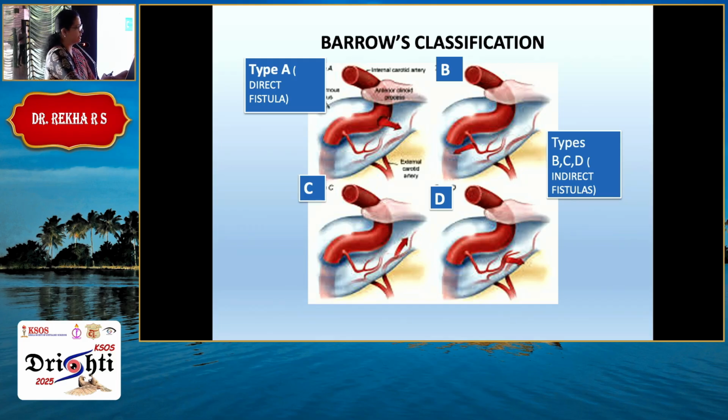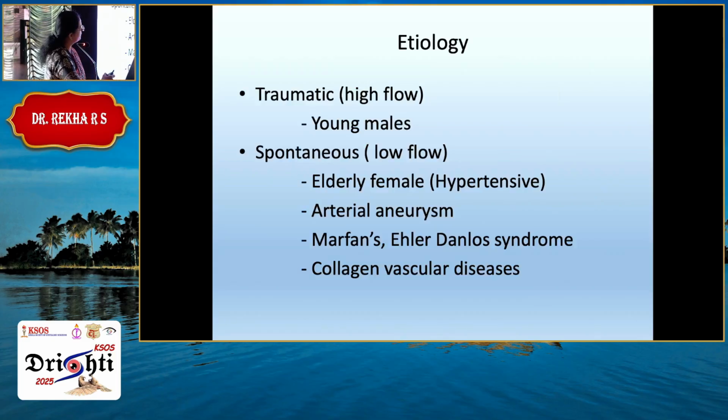There are different classifications. Barrett's classification is the most accepted, where type A is called the direct fistula, where there is direct communication of the internal carotid artery into the cavernous sinus. In all the other types, which are called indirect fistulas, the communication is with one of the meningeal branches of either the internal carotid artery or the external carotid artery, or both, with the cavernous sinus. Etiologically it can be traumatic, which is usually high flow and occurs in young males after an RTA, or spontaneous, which are usually low flow fistulas, where there is pre-existing arterial weakness, common in elderly hypertensive females, or arterial aneurysms or other syndromes where there can be arterial weakness.